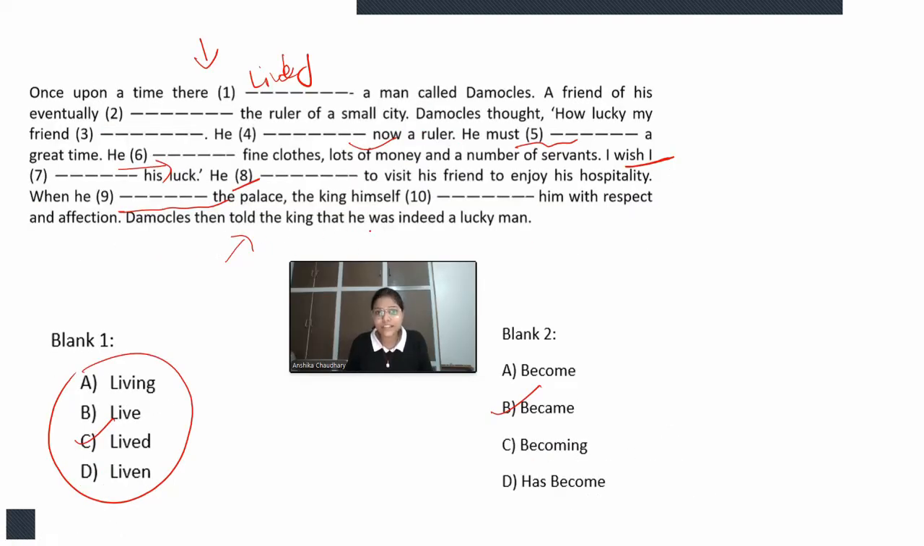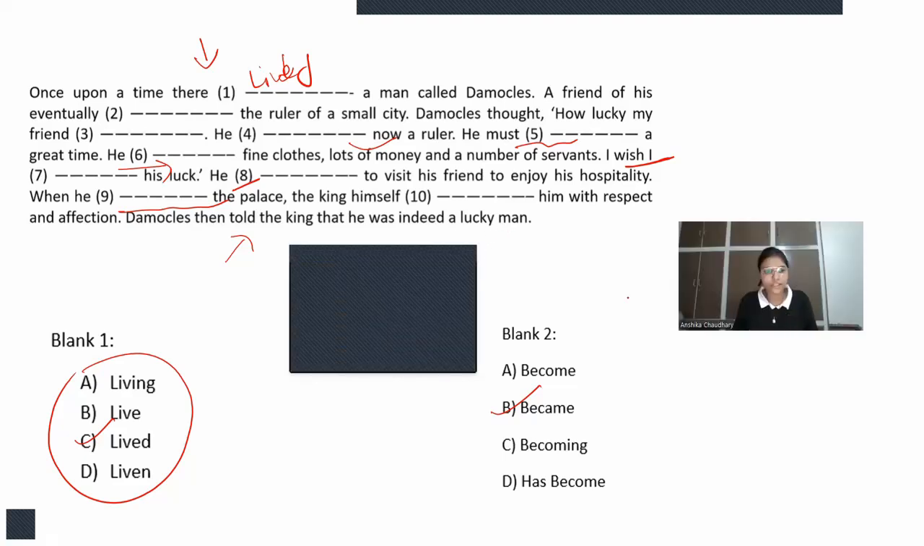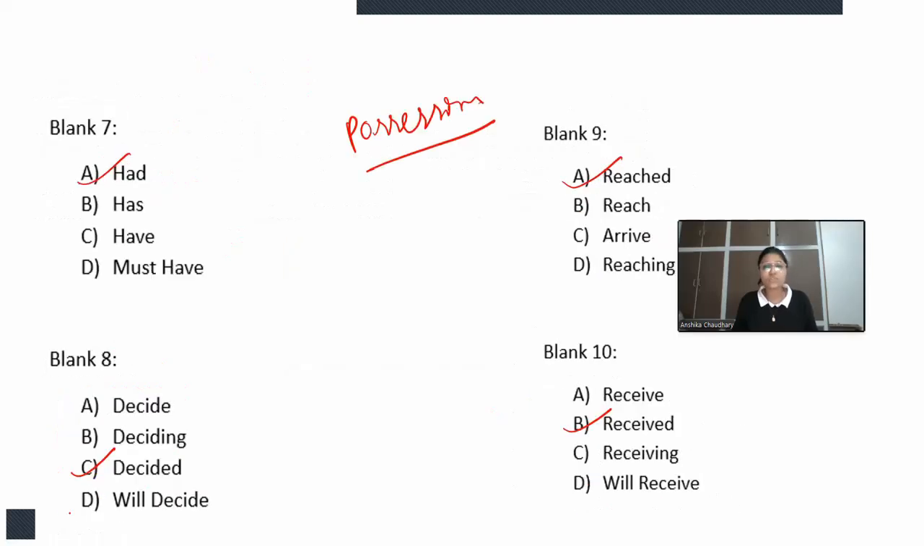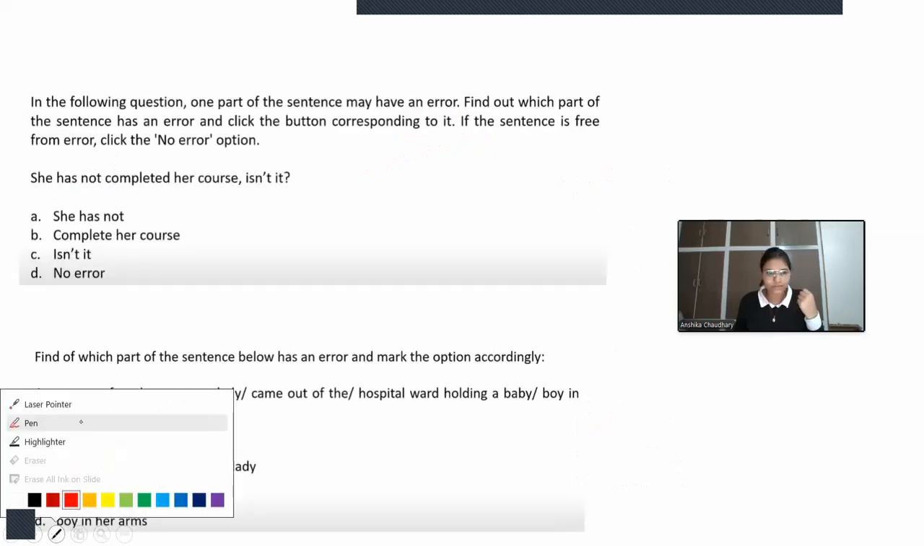Damocles then told the king that he was indeed a lucky man. So that's how we can solve this type of fill-in questions. So parallelism plays an important role in solving this type of fill-ups, right?